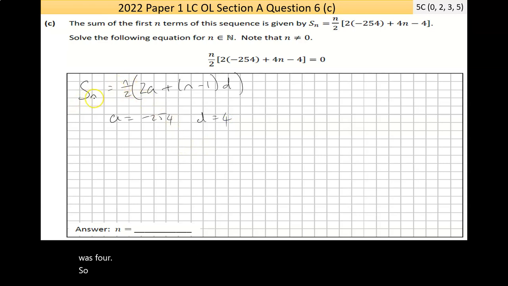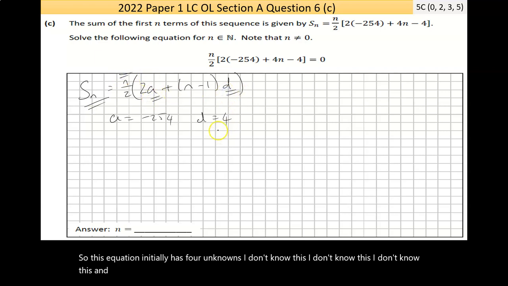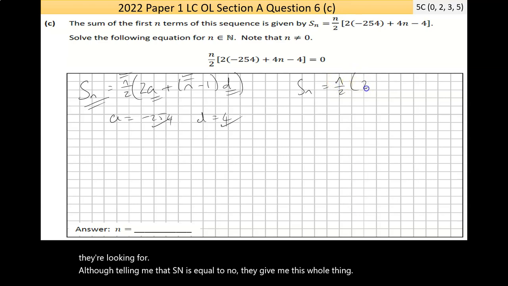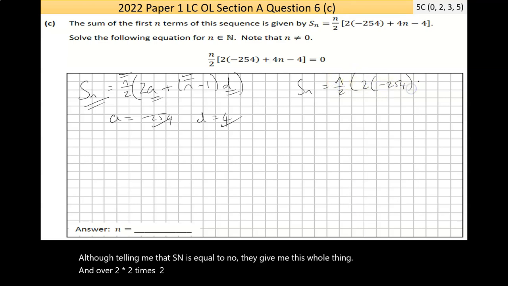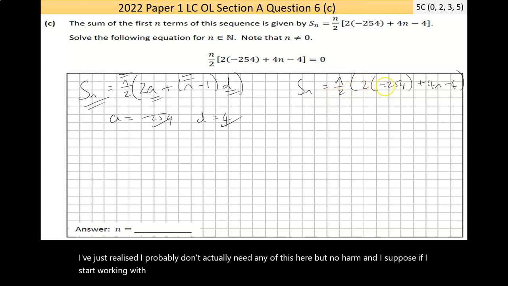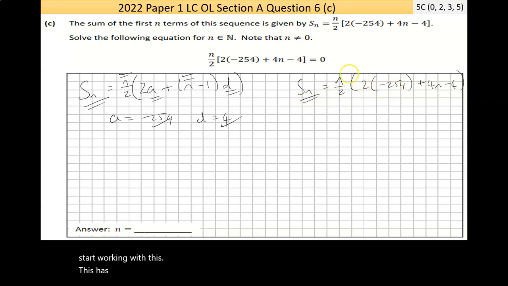So this equation initially has 4 unknowns. I don't know this. I don't know this. I don't know this. And I don't know this. Now n is repeated here. If I realize I actually have 2 of these values, they're telling me that S of n is equal to, now they give me this whole thing, n over 2 times 2 times negative 254 plus 4n minus 4. Now just realize I probably don't actually need any of this here, but no harm. And I suppose if I start working with this, this has 2 unknowns, S of n and n.